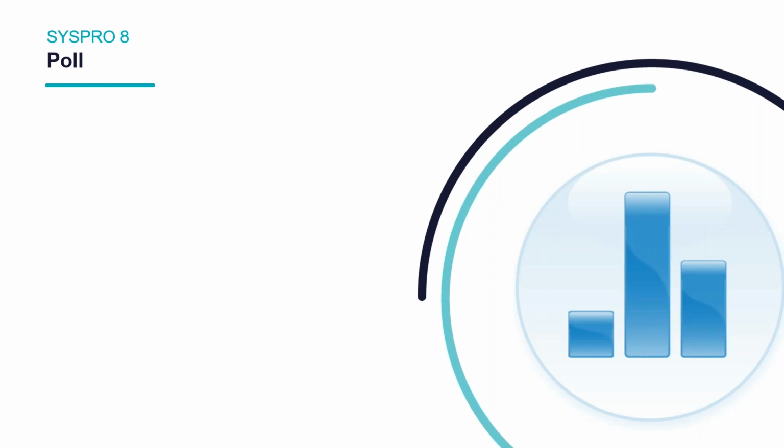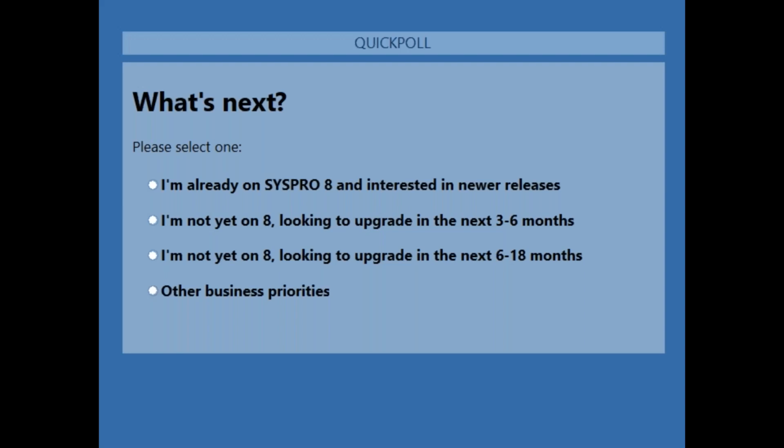So Roxanne and I have talked at you a lot. We started with a poll at the beginning of this. I want to go ahead and have another quick poll that I'm launching. What's next for you? Are you already on 8 and interested in your release? You're not yet on 8? Looking to upgrade maybe in the next 3 to 6 months or the next 6 to 18 months, or you have other business priorities. I've got about 45% of you that have voted right now. You're voting quicker than I can say it.